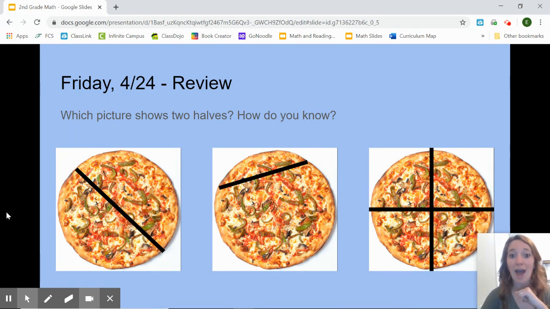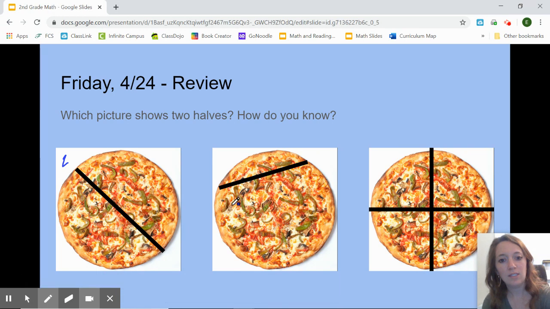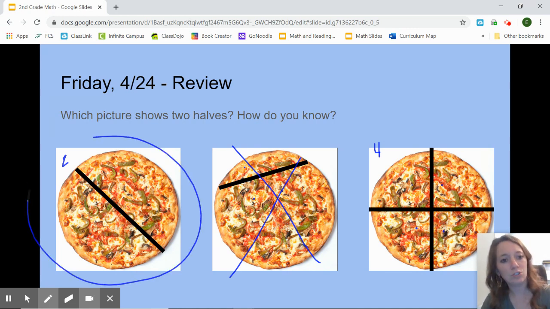Which picture shows two halves? How do you know? Pause. Welcome back. So I'm going to see which one shows two halves. I see this has one piece and two pieces. Okay, it has two pieces. This has two pieces, but those pieces aren't equal. So that can't be it. This one has 1, 2, 3, 4 pieces. And so it's asking which one has two halves. Two halves means it is cut into two equal pieces. So this one shows two halves because it is cut into two pieces and the pieces are equal.